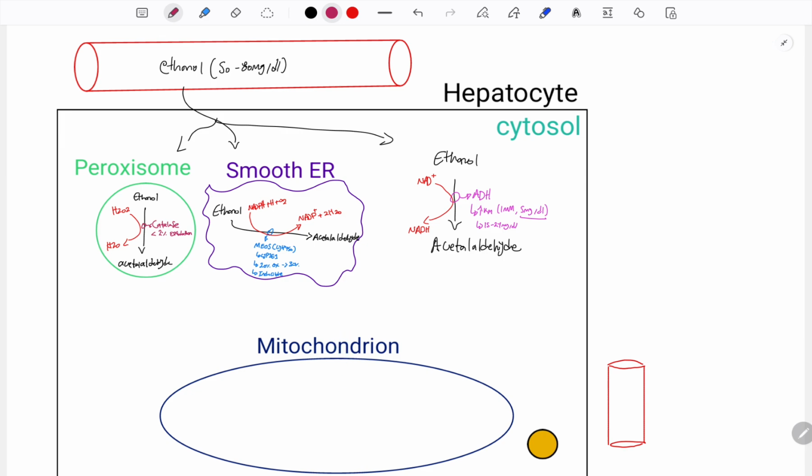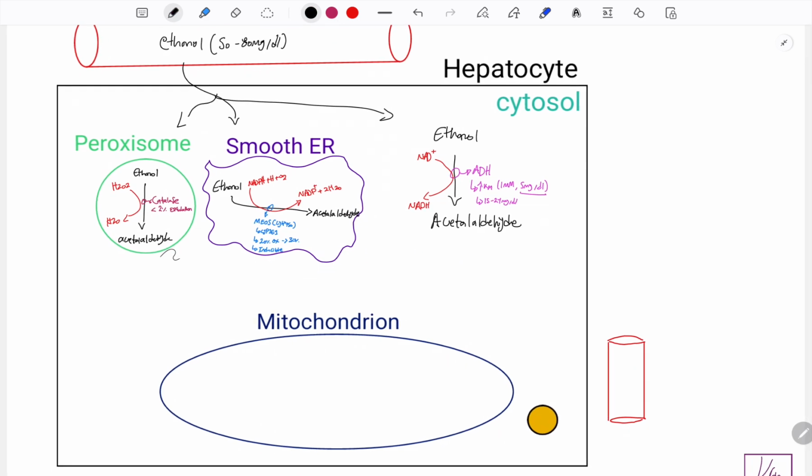Okay. Next things. Now we're going to actually look at what happens where we're forming this acetaldehyde, right? So all these guys are forming acetaldehyde. So let's bring all these guys here, right? We formed acetaldehyde from ethanol in these 3 pathways, these two being the main 2 pathways. This one's in the cytosol, this one's in the smooth ER, and if you want, this one's in the peroxisome.